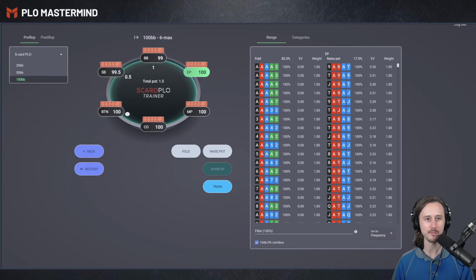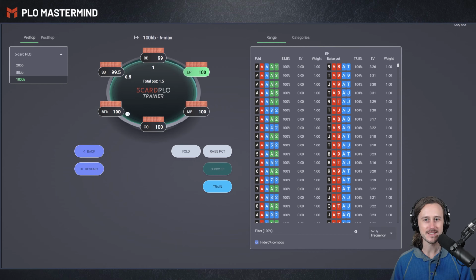This is the 5-card PLO trainer, and you might recognize the layout, the design from our PLO trainer that we are using for 4-card PLO. And right now, you can get access to this software and browse and train your pre-flop ranges for 5-card PLO.